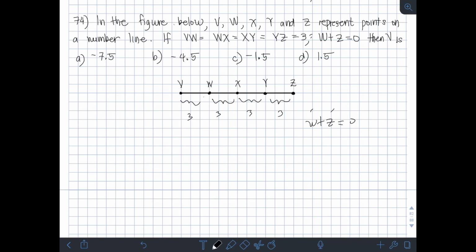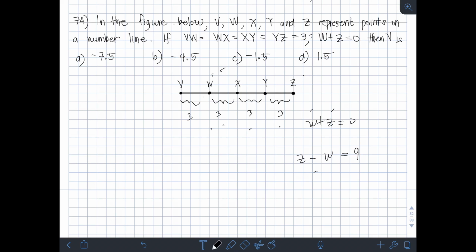Itong W tsaka Z yung coordinates na nung letter. Ngayon, ano raw si V? Okay? So, pwede natin gawin is kuhain natin yung distance nitong W tsaka Z. So, from W to Z, ilan yan? 3 plus 3 plus 3, 9. So, 9 is equal to, paano kuhain yung distance ng dalawang point sa isang line? So, in terms of coordinate, yung coordinate ng rightmost point, which is Z, minus yung coordinate ng leftmost point, which is W. Or, yung absolute value ng difference ng dalawang coordinate. Okay, pero since alam naman natin na to the right nitong W si Z, ito yung gagamitin nating formula para positive. Okay? So, meron tayong two equations.